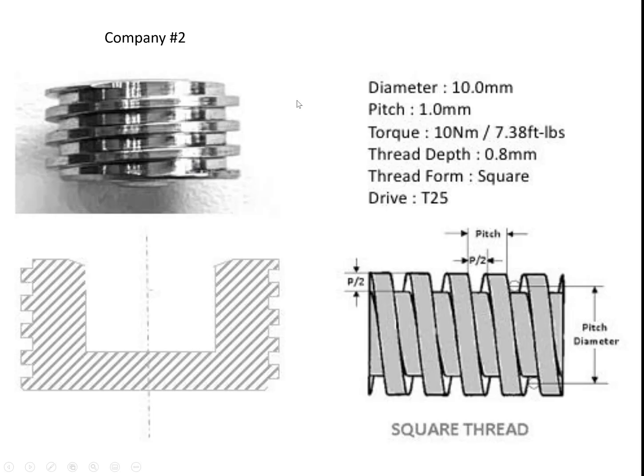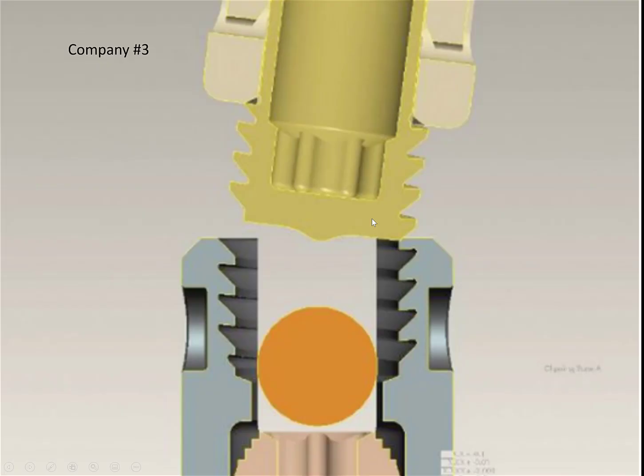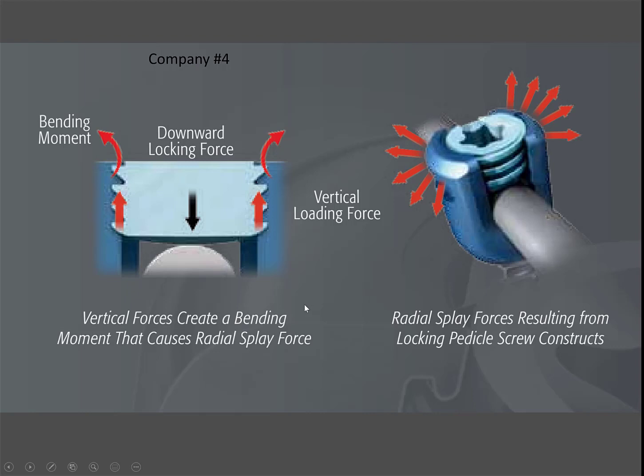So here's another company. I'm not going to say who this is. This is company number 2. Very interestingly, see how it's not angled. The point of this, I think, is that it doesn't cross thread as easily. It's very similar. It's a T25 head. This is another company, very similar. Company 3 is very similar to the one I put in. And company 4 is really interesting.